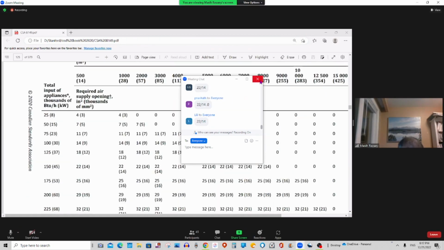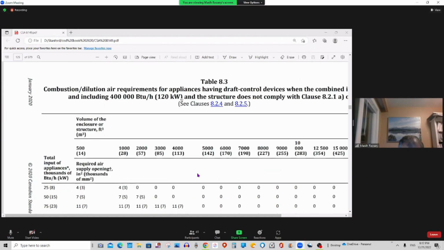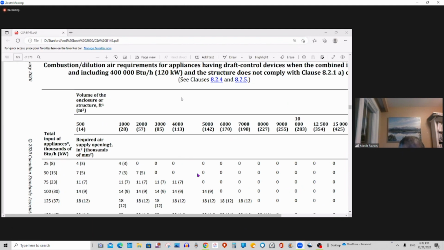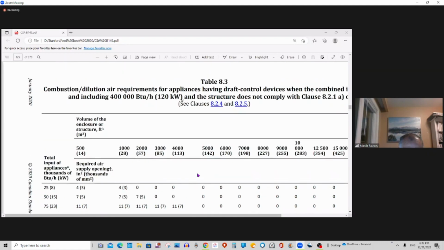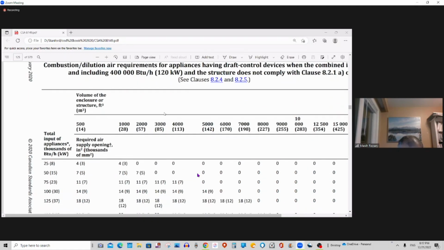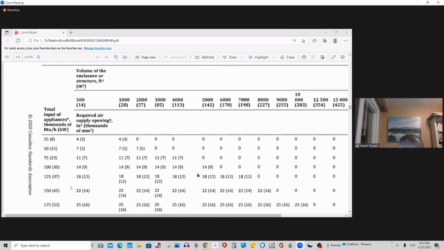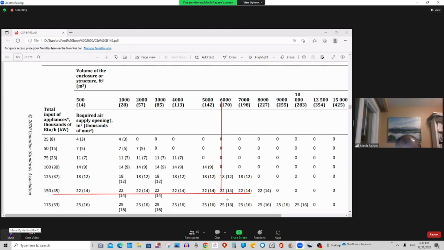Look at, sir. We said we have two appliances. One is 130, one is 50. One is natural draft, one is without draft. And 6,000. So we said first you go on table 8.3. For 130,000, you would see 150, right? 150, you put your ruler here, and 6,000. Sir, it gave you 22 inches square and 14 inches square.